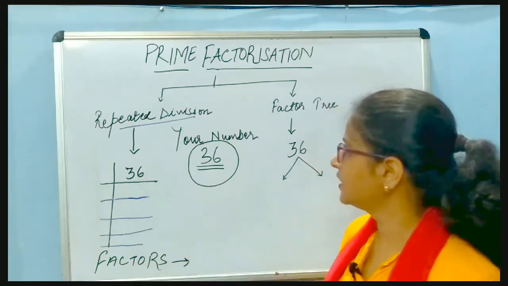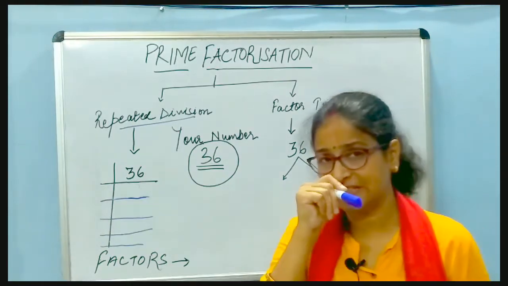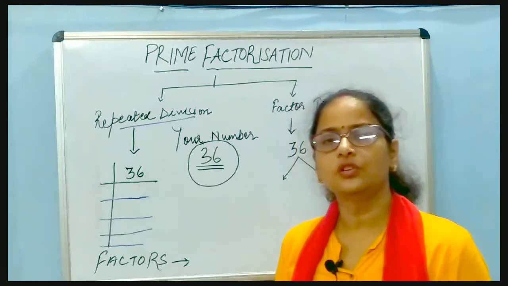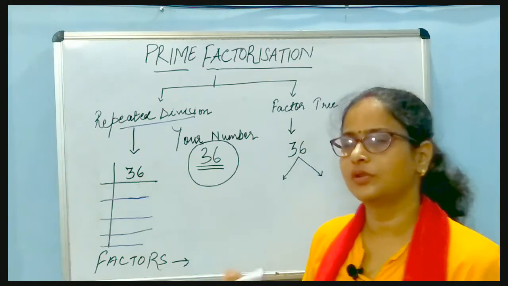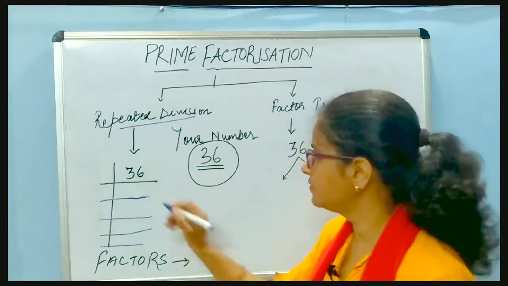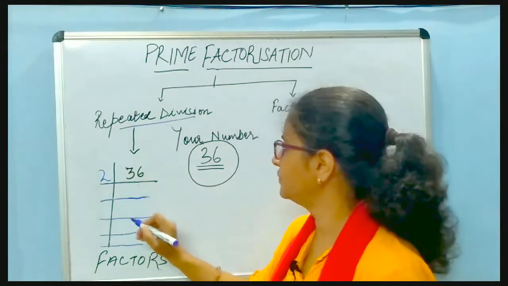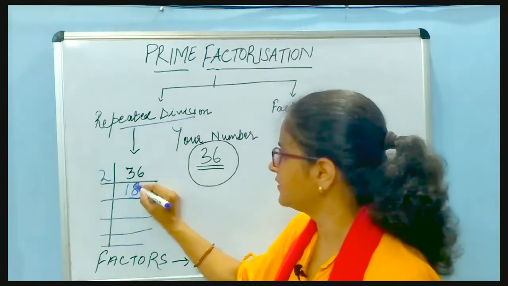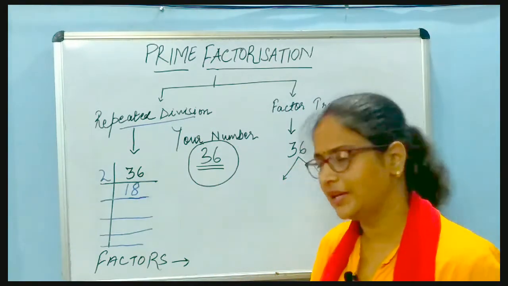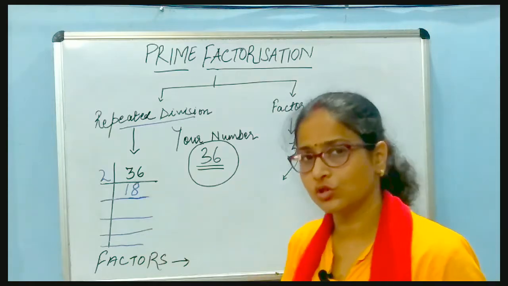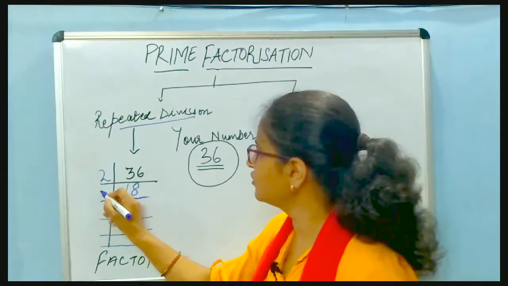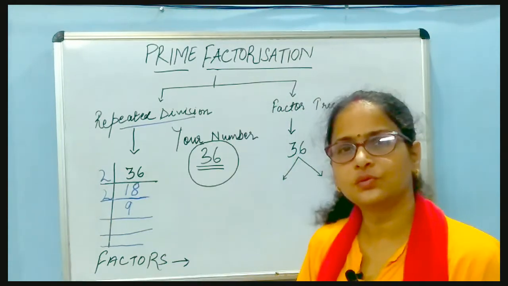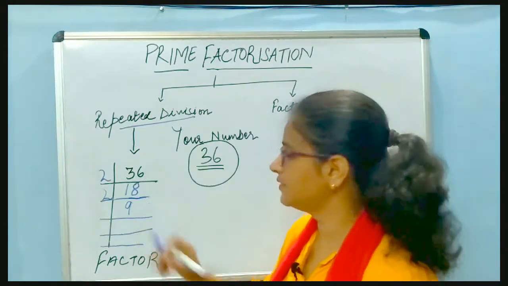Here I have taken the number 36. 36 is an even number, and we know an even number is always divisible by 2. So first we will take 2. 2 ones are 2 and 2 eights are 16. Now you have 18. 18 is also an even number, so this is also divisible by 2. 2 nines are 18.